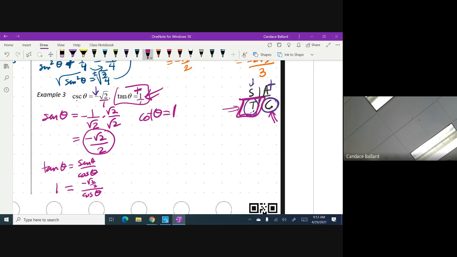Okay, this here, I'm going to take to the other side. I have to move it by multiplication. Well, good news. Cosine times 1 is just cosine, isn't it? So cosine of theta ends up equaling negative square root of 2 over 2, which makes sense because in quadrant 3, cosine has to be negative.